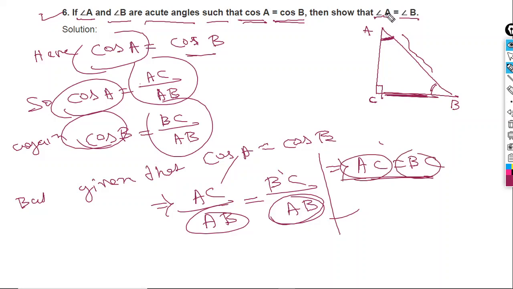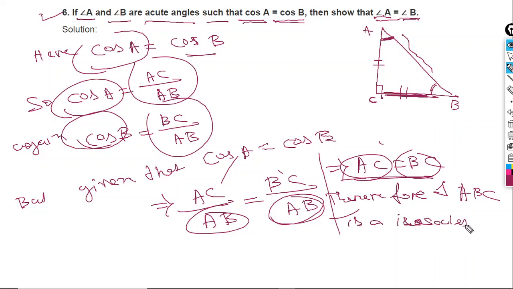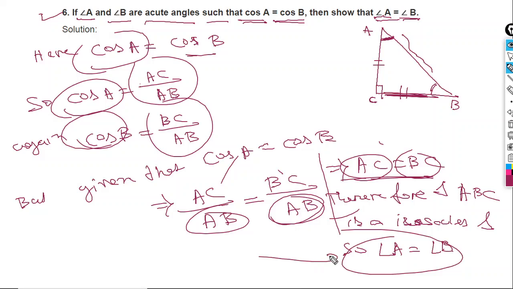So we found that AC equals BC. What we need is angle A equal to angle B. Now you see the AC side is equal to the BC side. Therefore triangle ABC is an isosceles triangle. So angle A is equal to angle B. Hence proved. I hope you have understood this question. Now we'll move to question number 7.